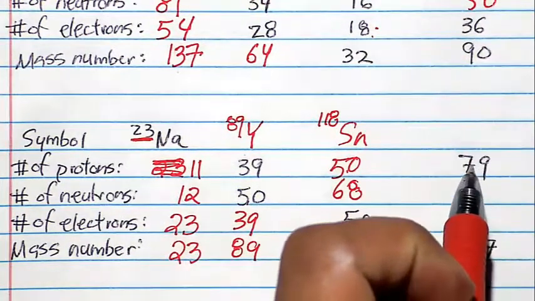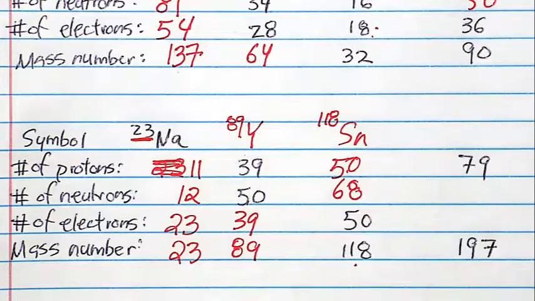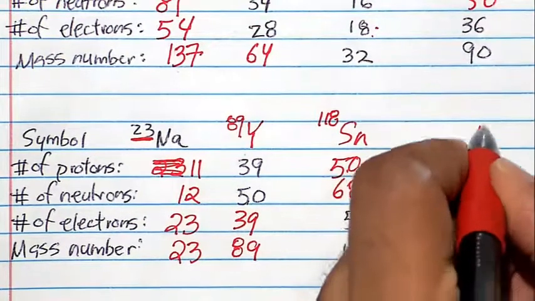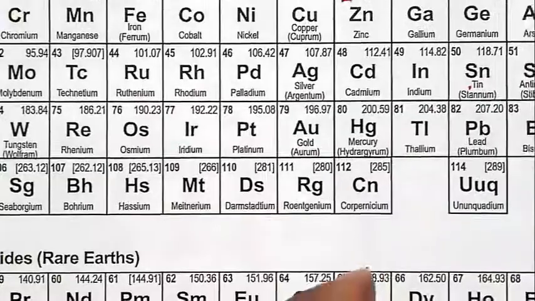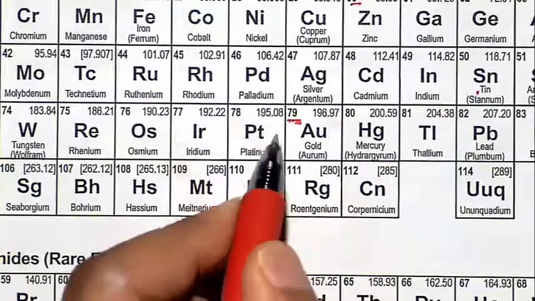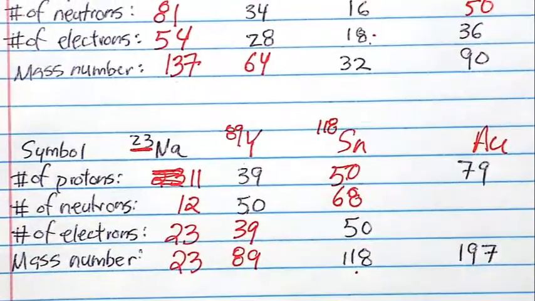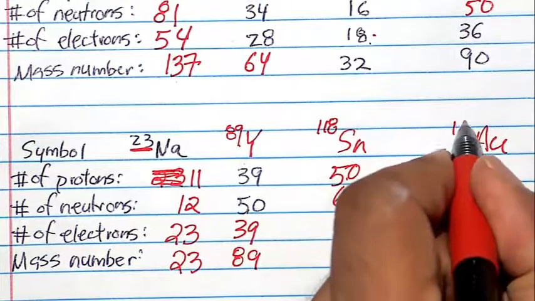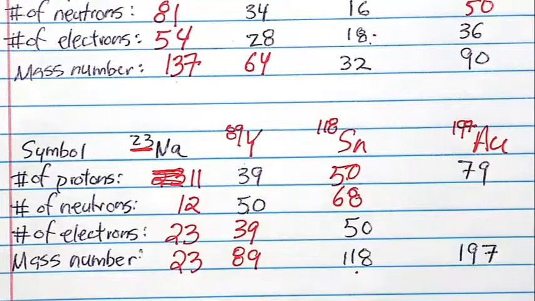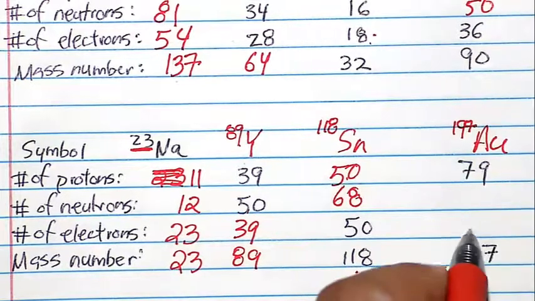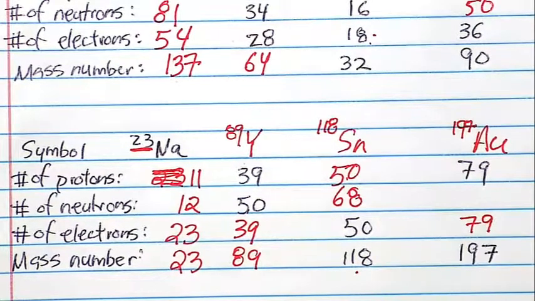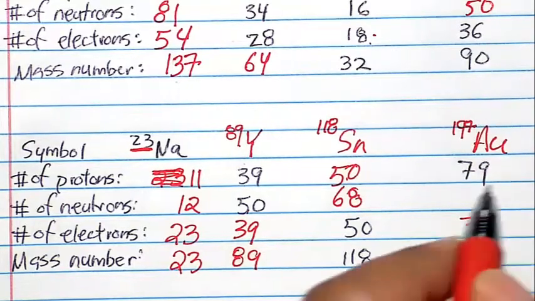79 protons, looking that up in the periodic table, is going to be gold. That's your atomic number, the number of protons. The mass number always goes to the left and up. So gold 197. If it's a neutral species, the number of protons equals the number of electrons, and the number of neutrons is 197 minus 79.